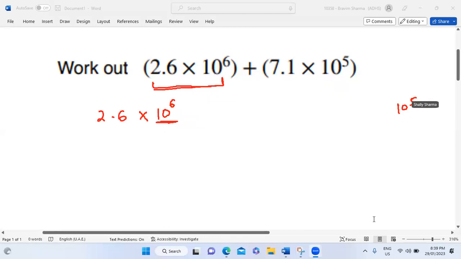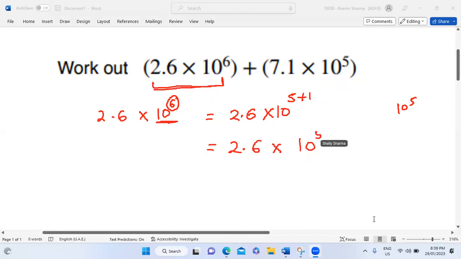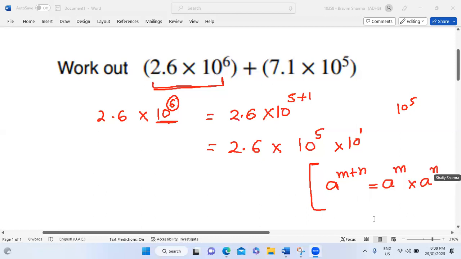So what I'm going to do is break this 6 as 5 plus 1. So that means I can write it as 2.6 times 10 to the power of 5 multiplied by 10 raised to the power of 1. I apply the index law that a to the power of m plus n is equal to a raised to the power of m times a raised to the power of n. Remember, for doing the standard forms, you should have a good understanding of these index laws. They will really help you.